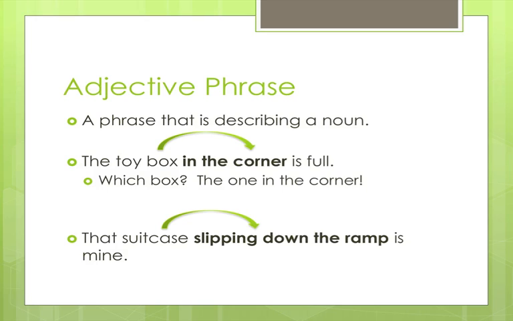The adjective prepositional phrase is in the corner because it tells us which box? Oh, the one in the corner. So it gives us further information about box. Therefore, it's acting as an adjective phrase. So it is both a prepositional phrase because it starts with the preposition in, and it is acting like an adjective. So it is a prepositional and an adjective phrase.